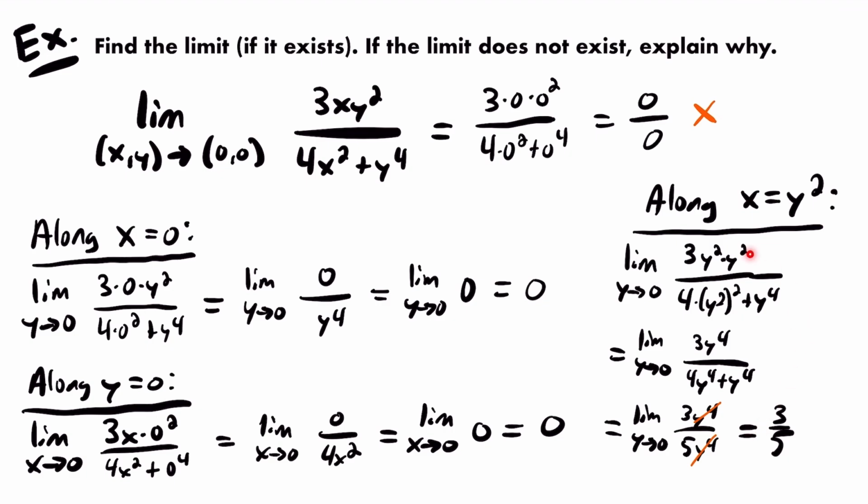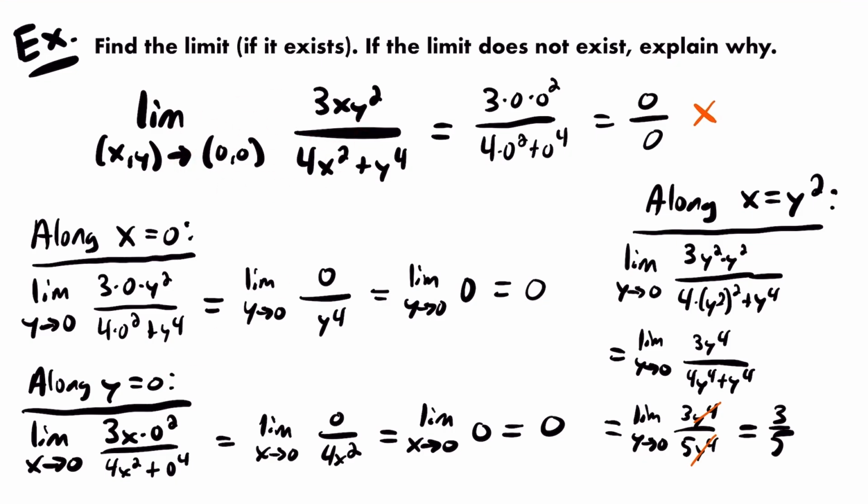We have now shown that along the path x equals y squared on this surface, as you approach that point 0, 0, the path leads to a z-value of 3/5. And that is different than what we found for these two paths. Really, you only need to compare it to one of them. As soon as you find two paths that don't lead to the same value, then you have successfully shown that the limit does not exist.